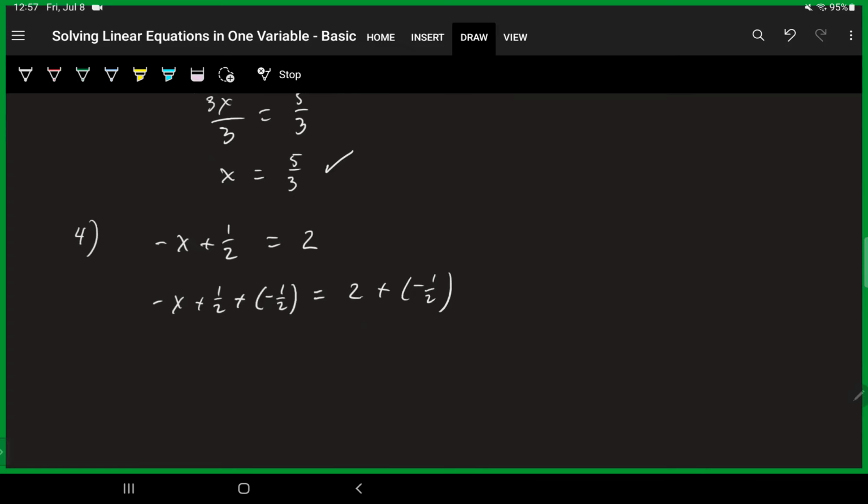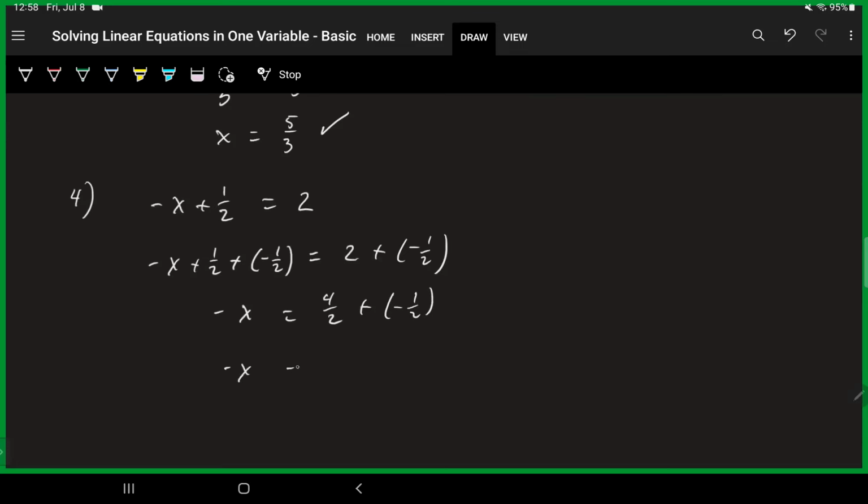So on the left-hand side, the fractions cancel out. I'm left with -x is, well, I have to figure out what 2 plus -1/2 is. That means I need to find my common denominator. And remember, this is 2/1, so my common denominator would be 2. So I would get 4/2, because 4/2 is 2, plus -1/2. -x equals 3/2, because 4 minus 1 is 3, and I keep my denominator.